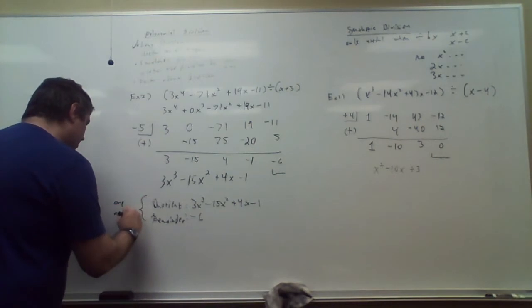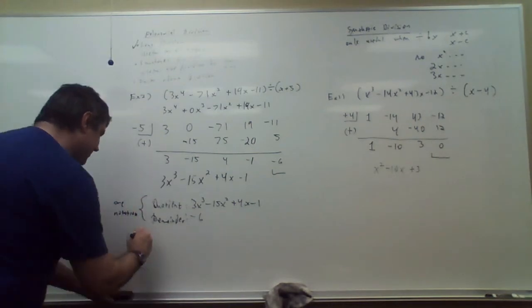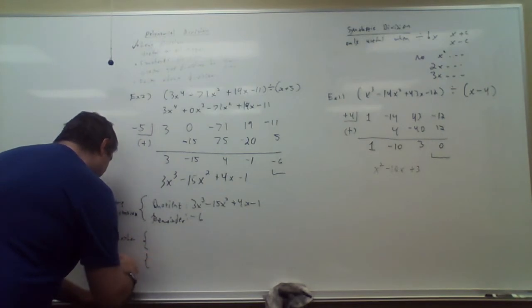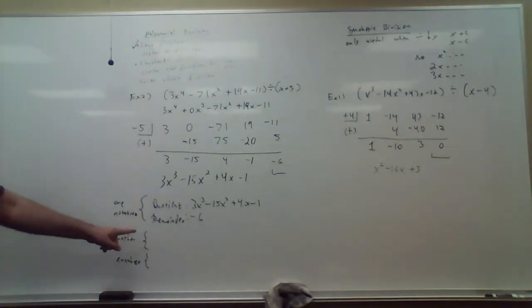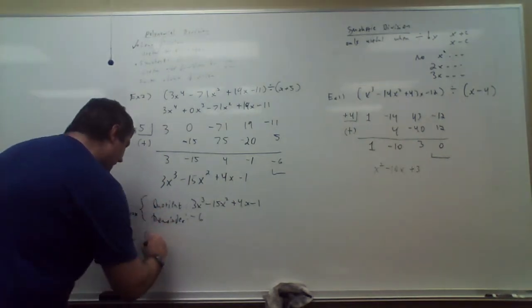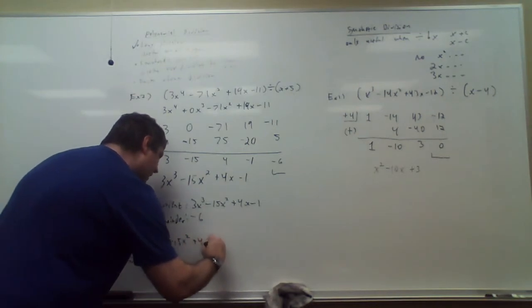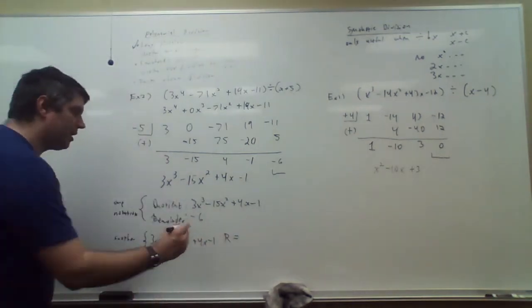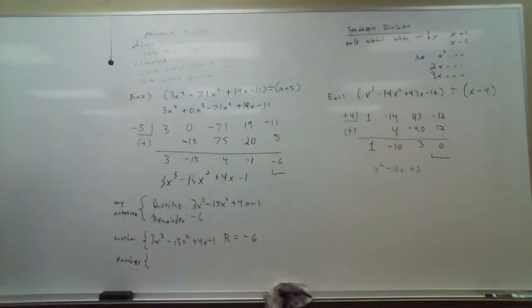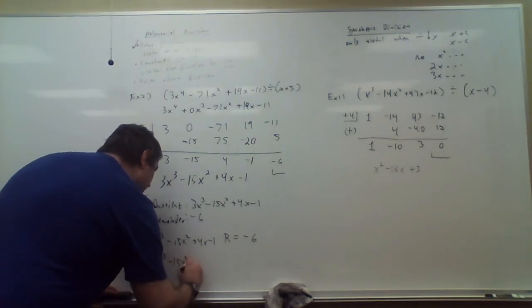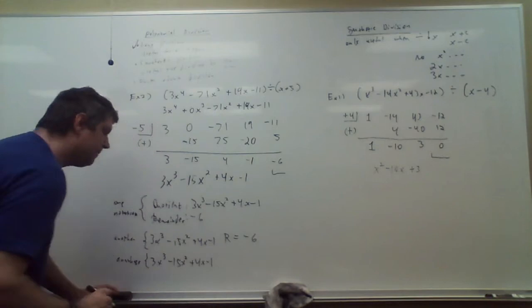That's one notation. Here's another. Another notation would be to say we have 3x cubed minus 15x squared plus 4x minus 1, capital R for remainder, negative 6. That's another notation. Another notation is to use 3x cubed minus 15x squared plus 4x minus 1.